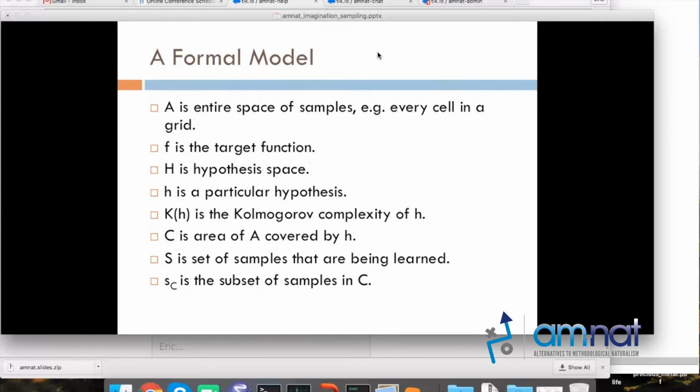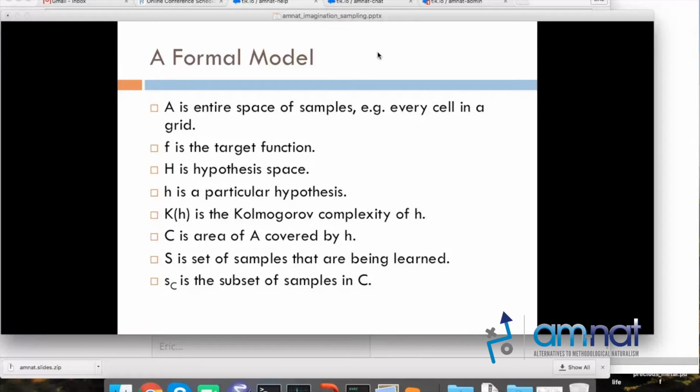So here's a quick formal model of the problem domain. A is the entire space of samples, the entire potential space of samples that we're trying to learn based on just a subset of those samples. And F is the target function, so it's the classification of all those samples. We'll just say the classification is ones and zeros: one sample is 1, the other sample is 0. And so what we want to do is, based on just a few samples, figure out how to classify future samples as either ones or zeros.